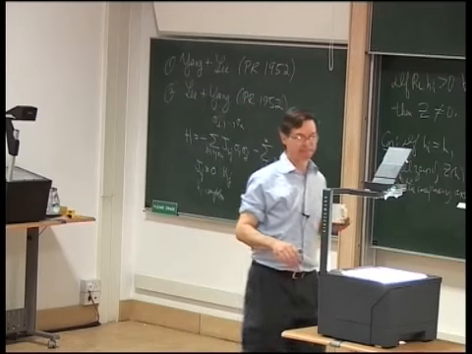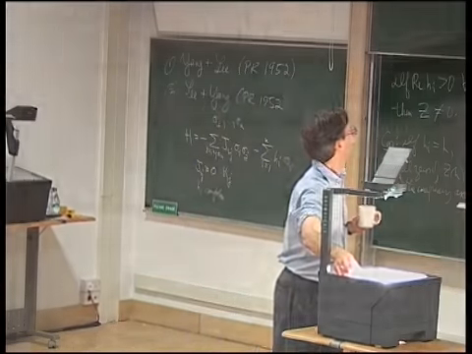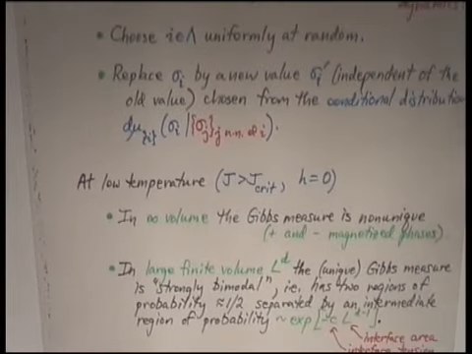So let me discuss one of the cases where it's clear that this algorithm works badly. That is to say, it works in principle, but it's extremely inefficient. It takes a long time to give samples from the equilibrium distribution. Consider low temperature, zero magnetic field. In infinite volume, as Roman proved, the Gibbs measure is non-unique. There's a plus magnetized phase and a minus magnetized phase.